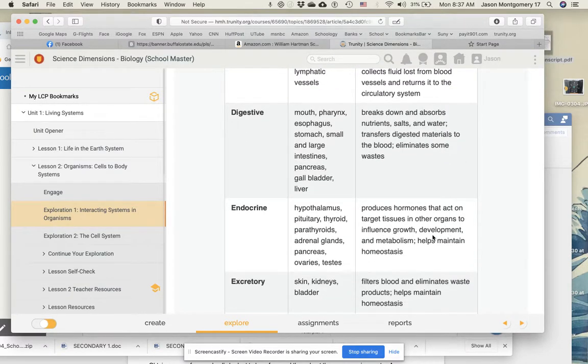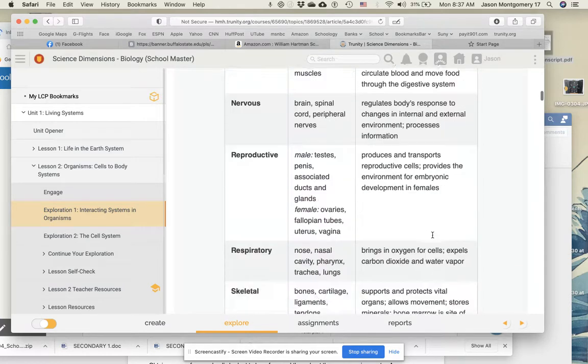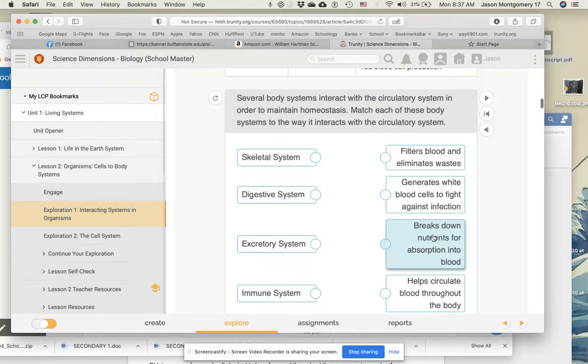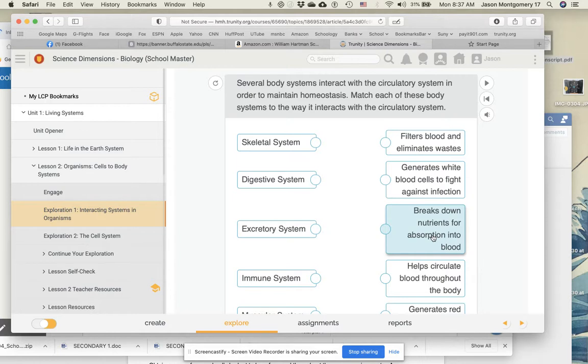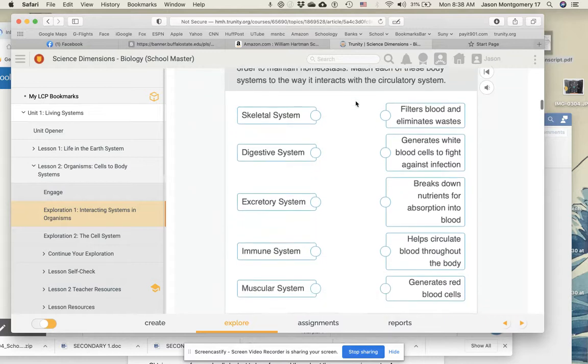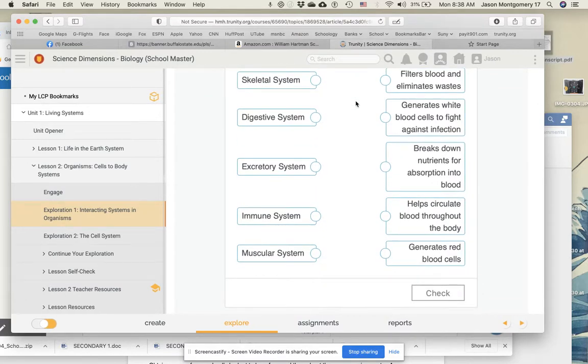Moving right along. Several body systems interact with the circulatory system in order to maintain homeostasis. This is another very important point. All these organ systems work together to keep you alive and functioning. If one of your organ systems does not work properly, this can have detrimental effects on other organ systems, and it can lead to eventual death, so to speak.